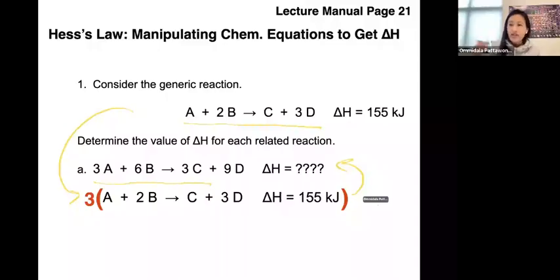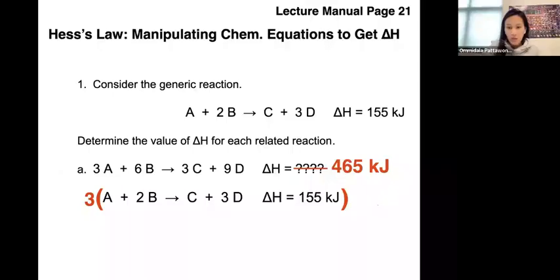Therefore, in this case, we already know from when we talked about stoichiometry, right, as you increase the amount, you are going to increase the amount of heat as well, right? If you increase the amount of substance, you are going to increase the amount of heat as well. So in this case, the change of enthalpy involved with this equation right here would be 3 times. So in this case, it would be 465 kilojoules. Okay, so that's one way to do it.